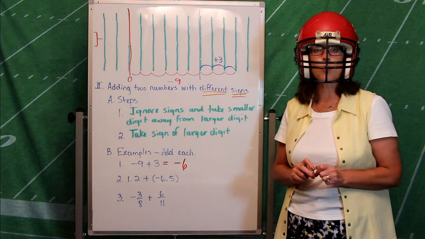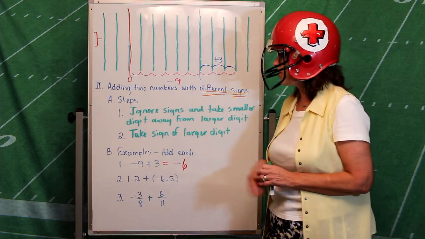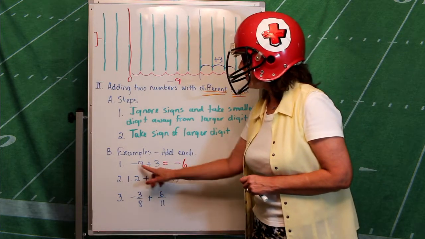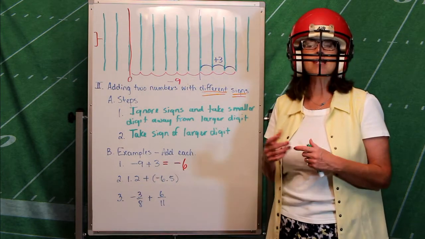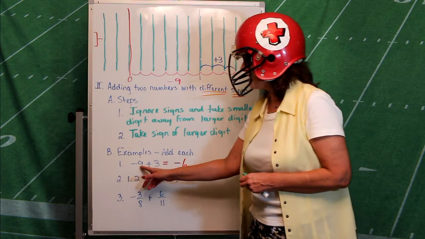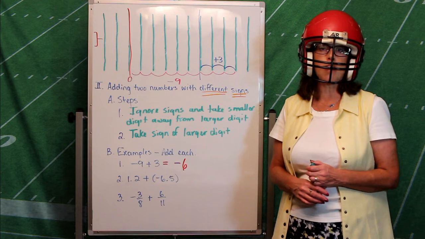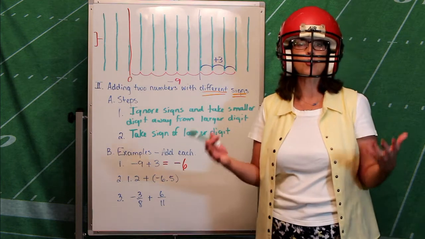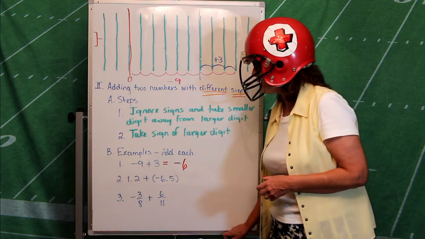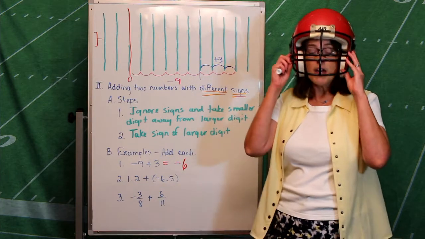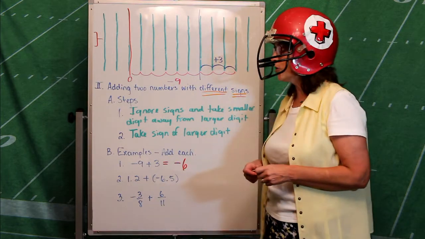And there's your rule. If we follow those rules, notice that if we ignore the signs, take smaller from larger, 3 from 9 is 6, and if we take the sign of the larger digit, 9 is the larger digit, and its sign is negative, giving us the -6 we had for our answer. So there's your rule, so that you don't have to draw a football field every time, and so that you don't have to draw a number line every time. So now let's take a look at the other two examples.